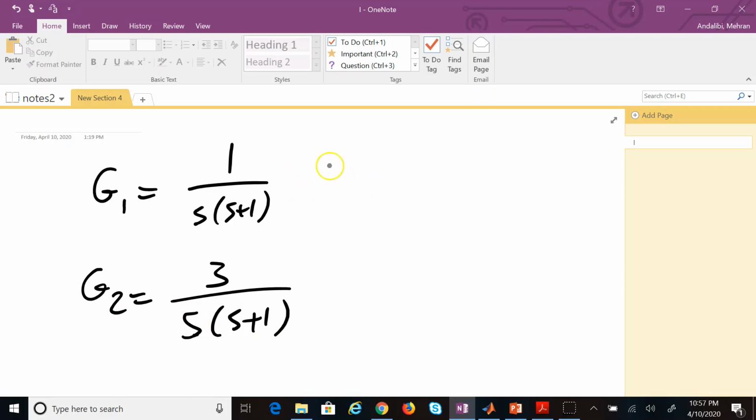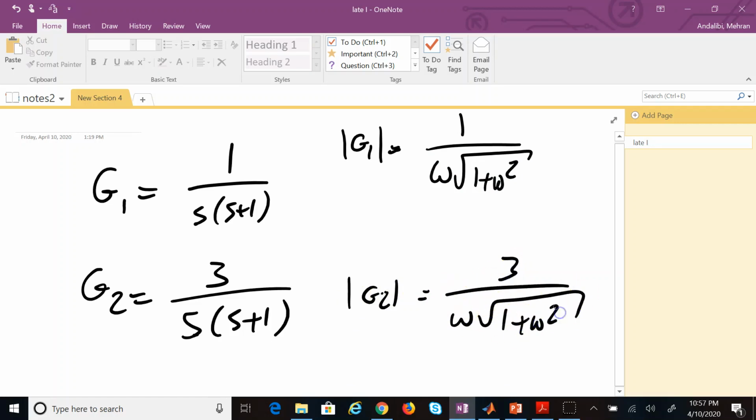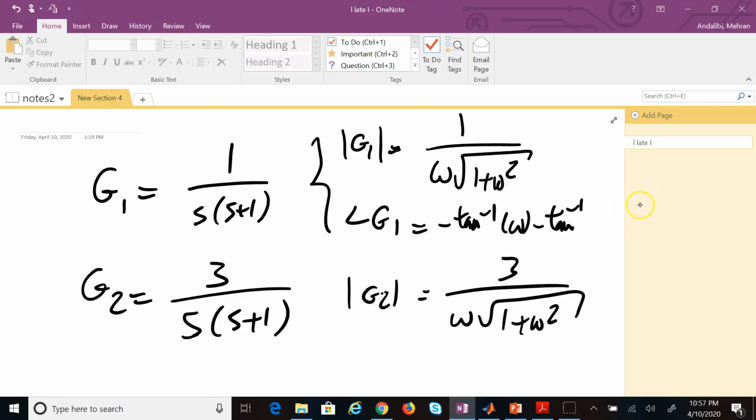So if you look, the magnitude of G1 is what in general? It's 1 over, of course, omega times the square root of 1 plus omega squared. The magnitude of G2 is 3 over the same thing. And what about the phase? The phase of G1 is the phase of the numerator, which is 0, so it's negative arctangent of omega over 0, so it's negative 90 degrees. And G2, if you do, you're going to see that's the same thing.